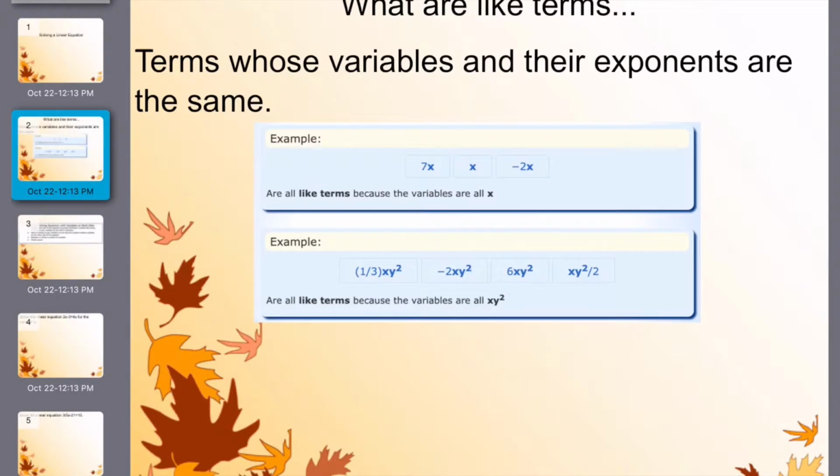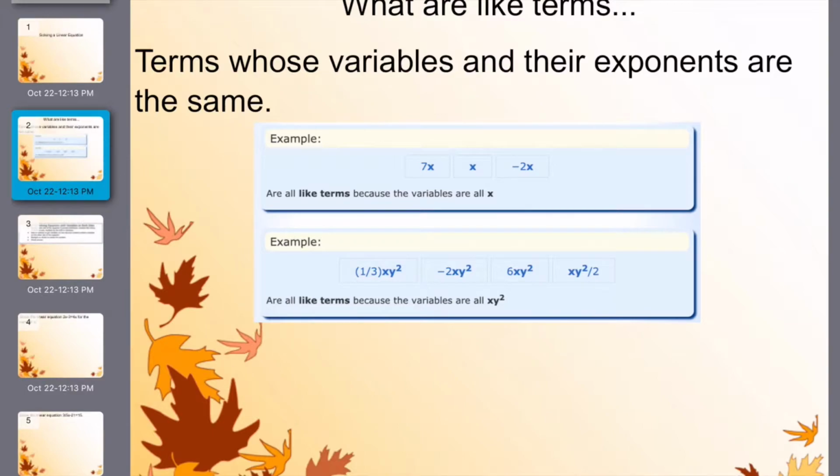The first thing, what are like terms? Because you're going to hear me talk about them a lot. Like terms are terms whose variables and their exponents are the same. There's a couple of examples here. On the top part, 7x, x, and negative 2x are all like terms because they all have the variable x. And in our second example, 1/3 xy squared, negative 2xy squared, 6xy squared, xy squared divided by 2. All of these are like terms because they all have xy squared.